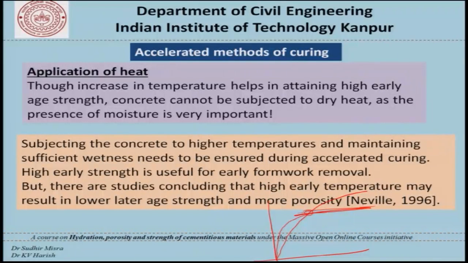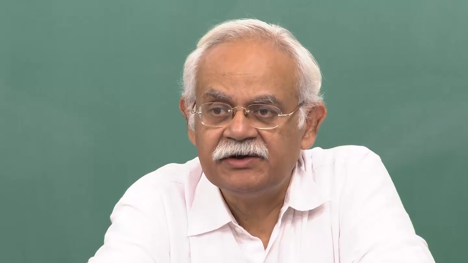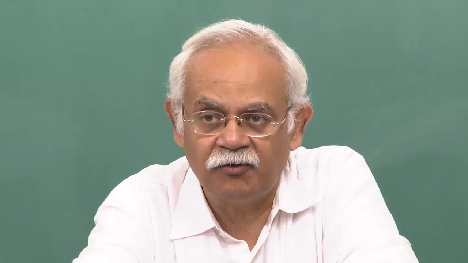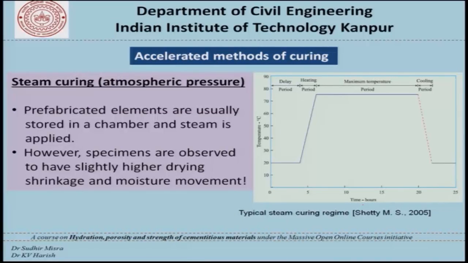accelerated curing. We use accelerated curing extensively in situations such as making precast products, because at that place we would like to have an early turnaround of the formwork. Discussing this whole idea of steam curing a little bit, this picture here shows the cycle that is followed. There is a delay period, a heating period, a maximum temperature period, and then a cooling period. So, all these times have to be carefully decided depending on the type of cement and the type of product, the type of strength that we want, and so on.